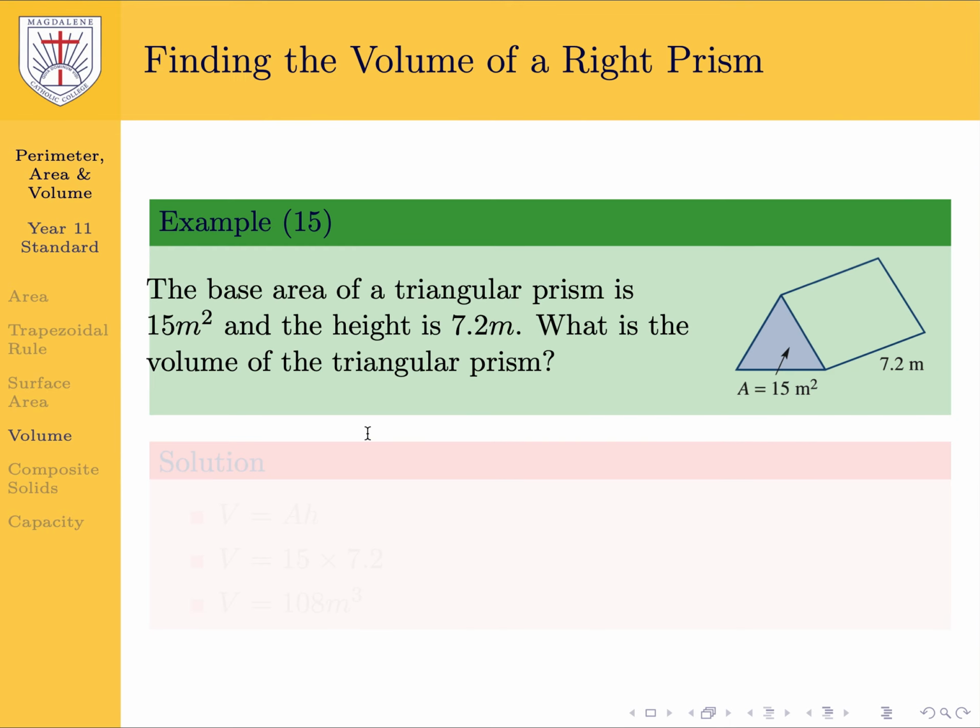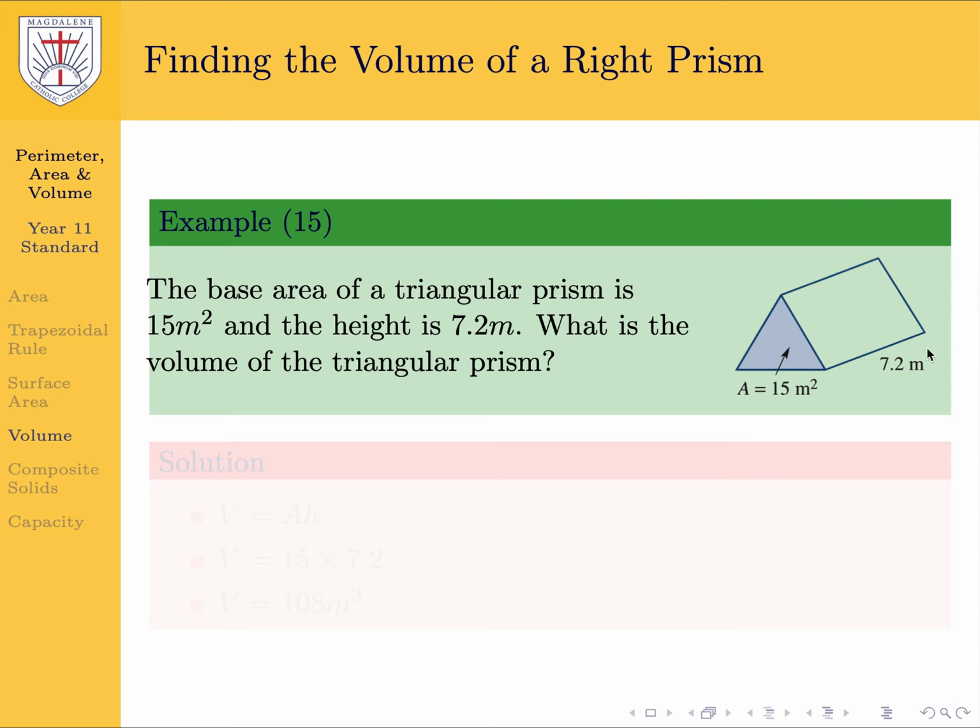So we're going to apply that formula now. The base area of a triangular prism is 15 meters squared, as you can see here, and the height is 7.2 meters. What is the volume of the triangular prism? Just like we mentioned with the cake, the height is not the actual height of this shape. It is this length here.